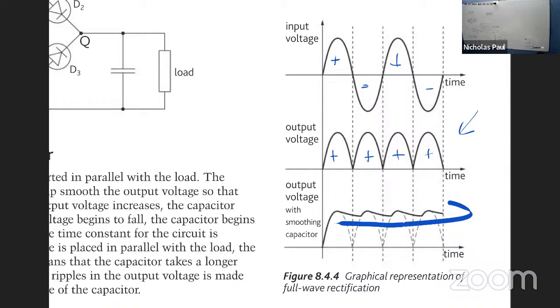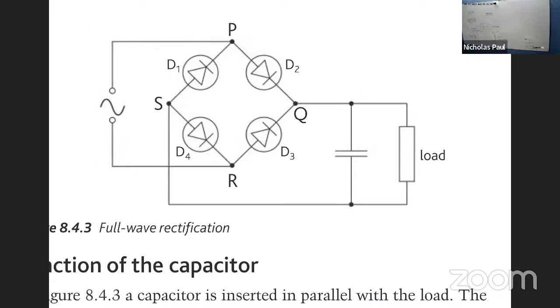How do you make it smoother? How do you make it more like a straight line? Use a what? A larger capacitor, right? So this capacitor here has to be large. The larger the capacitor, the smoother it will be. Are you okay with that?